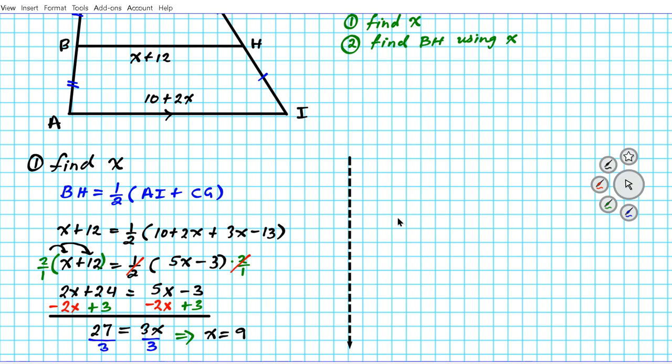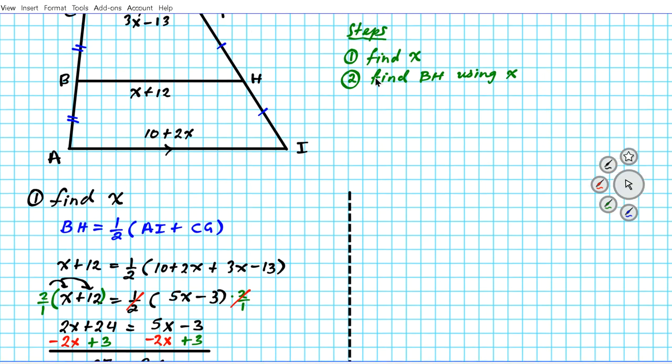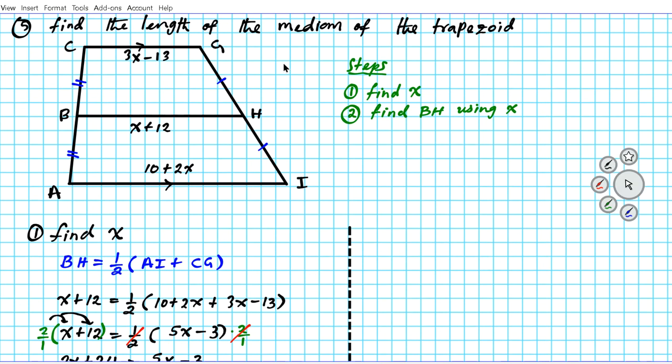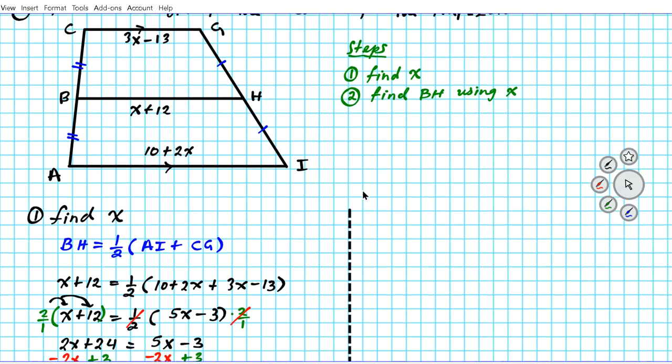Remember the steps that we outlined, right? Step 1 is just to find x. The problem says find the length of the median, which is BH. We just found x, which helps us to find the length of the median, all right? So we still have to execute step 2. Step 2 is to find BH, the median, right?